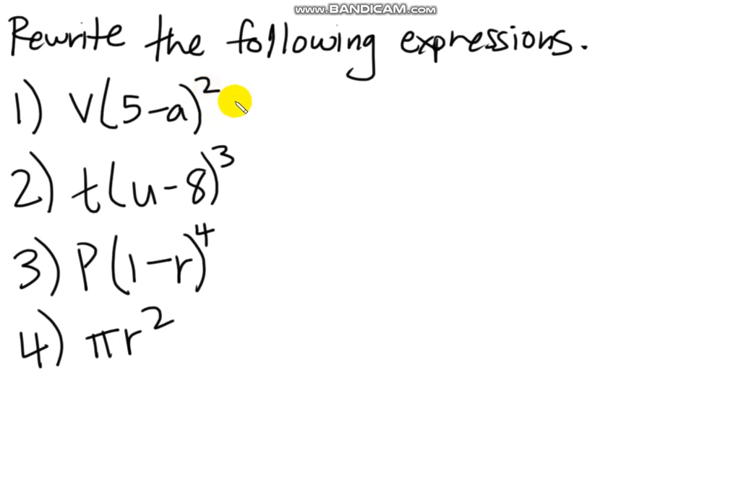Okay, so if I want to split up v times 5 minus a squared, I don't know if you remember from Algebra 1, that's the same thing as 5 minus a times 5 minus a. So if I were to rewrite this, this is v times 5 minus a times 5 minus a. That's it.